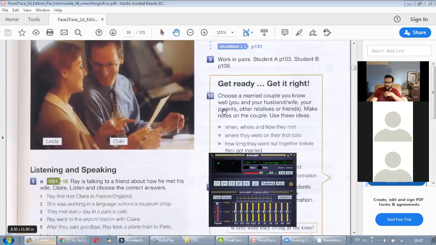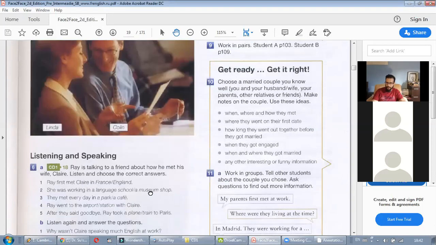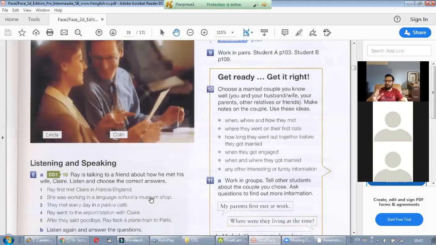Okay, so that's a very nice story, right? The story of how Ray met Claire. Okay, so let's answer the general questions first, and then we have another few questions here in the bottom. We'll try to answer the second group of questions without listening again, but then, of course, we can listen to confirm. So I'm going to play it again. Don't worry. But let's try without listening.